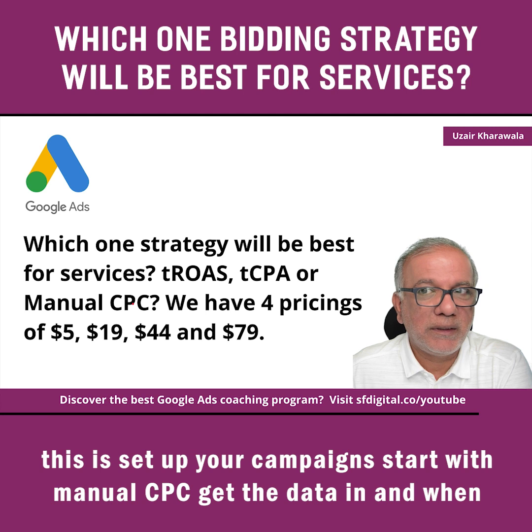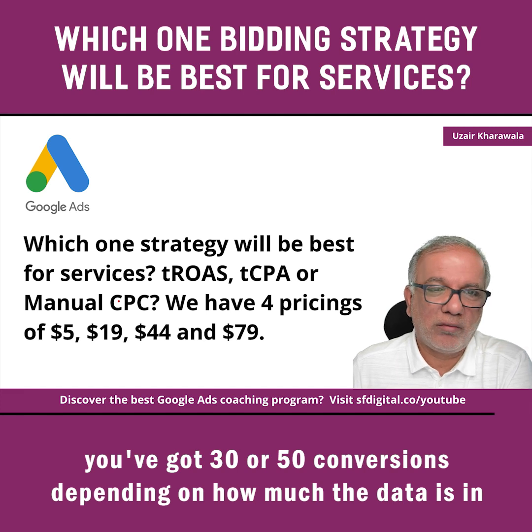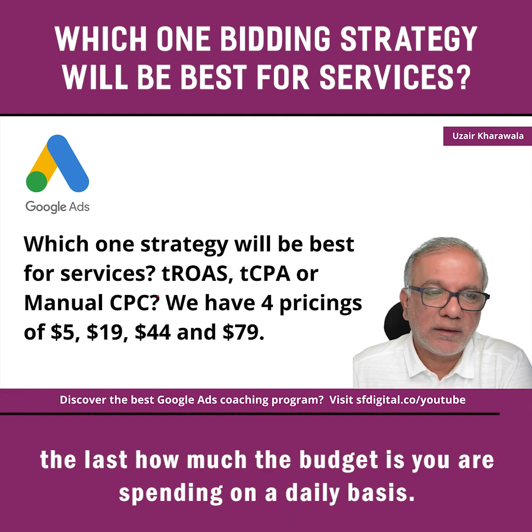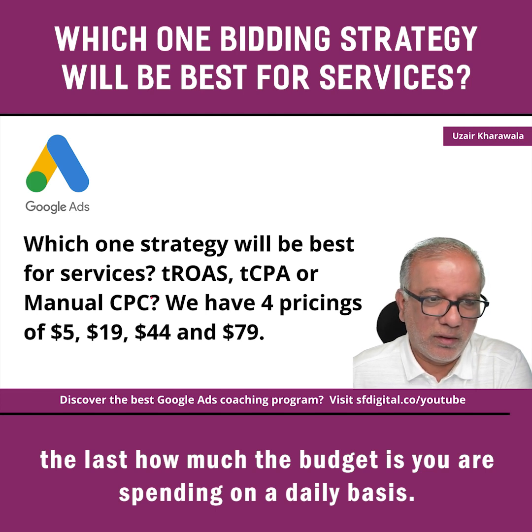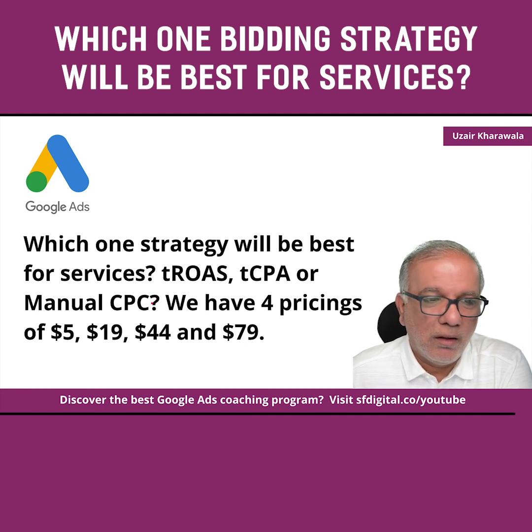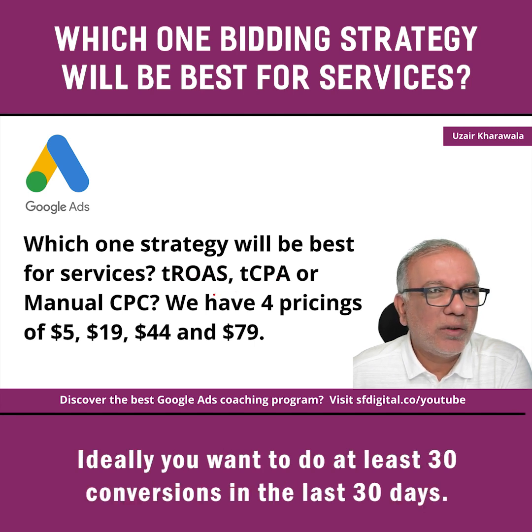start with manual CPC, get the data in, and once you've got 30 or 50 conversions, depending on how much the budget is you're spending on a daily basis, you will then switch over to tROAS or tCPA. Ideally, you want at least 30 conversions in the last 30 days.